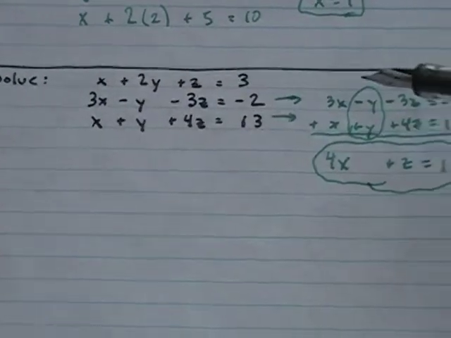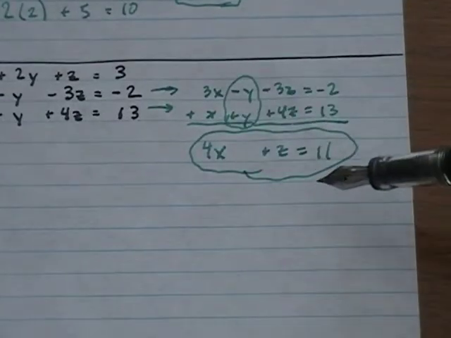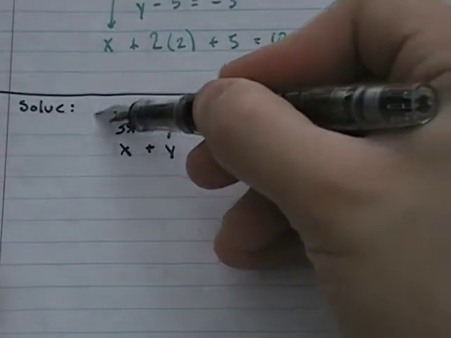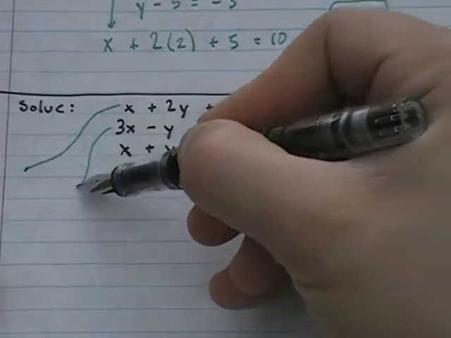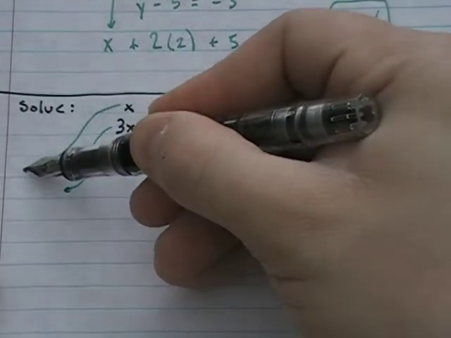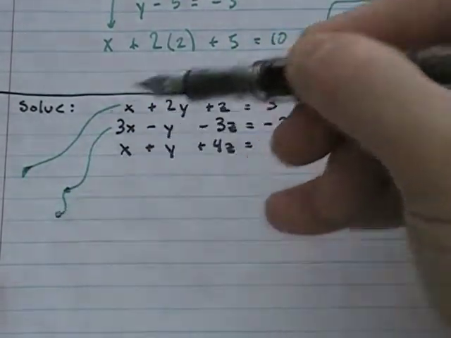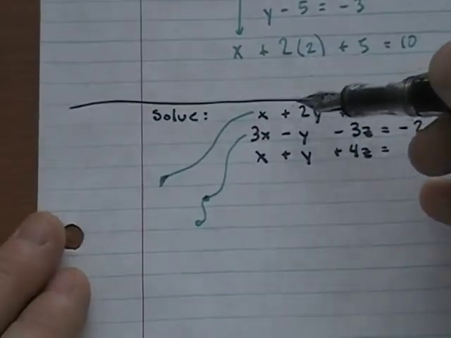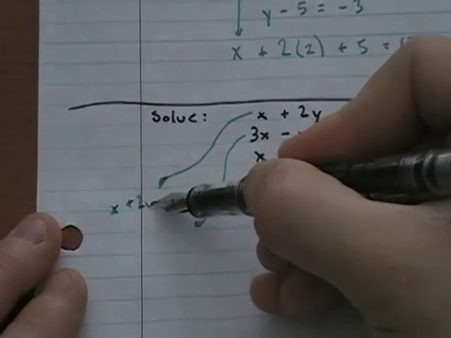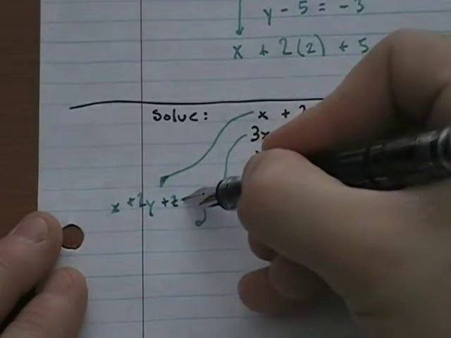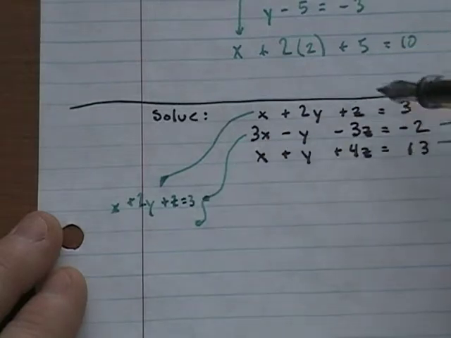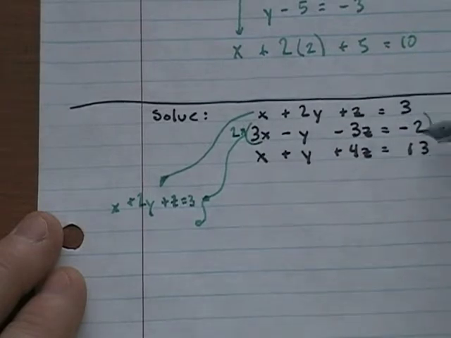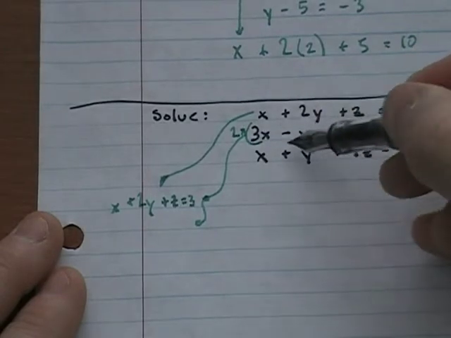What else can I get rid of? Now keep in mind, I got rid of y here. So whatever I do, I have to get rid of y again. So I say I can take these two equations here and here, and I can create something, can't I? Okay, I can create something. So I take this top equation, which is x plus 2y plus z equals 3, and I take this equation and I'm going to multiply this entire equation by 2 so that the y's go away again.